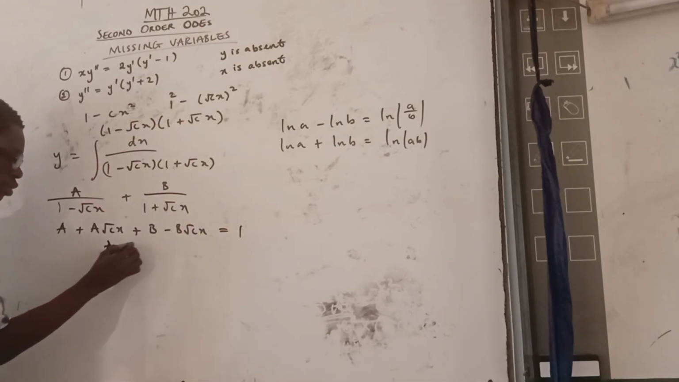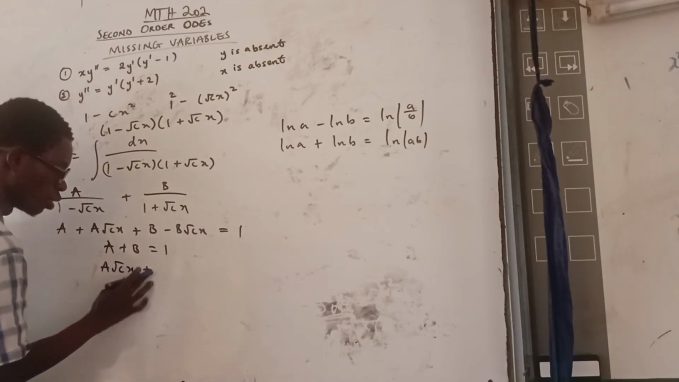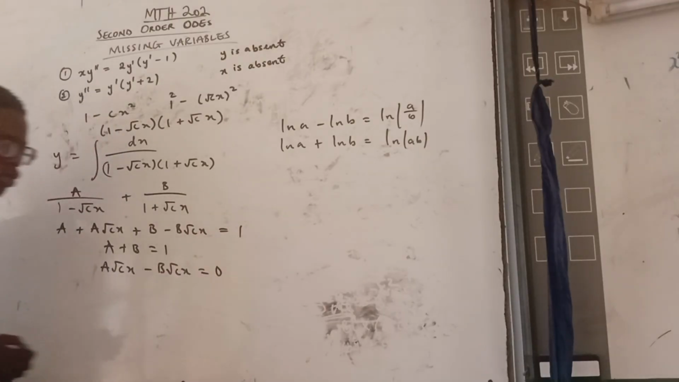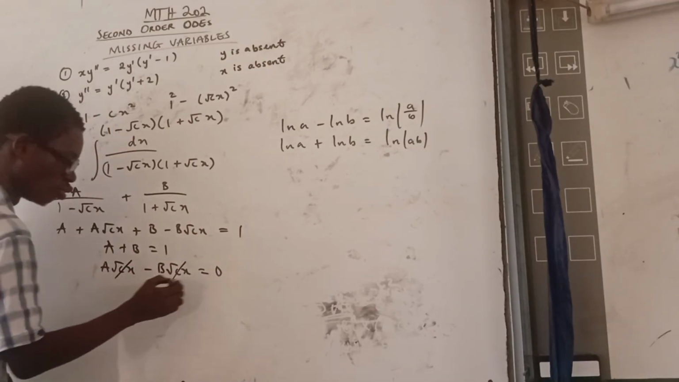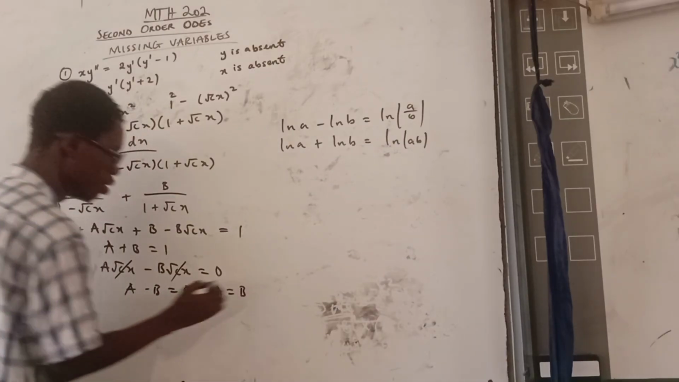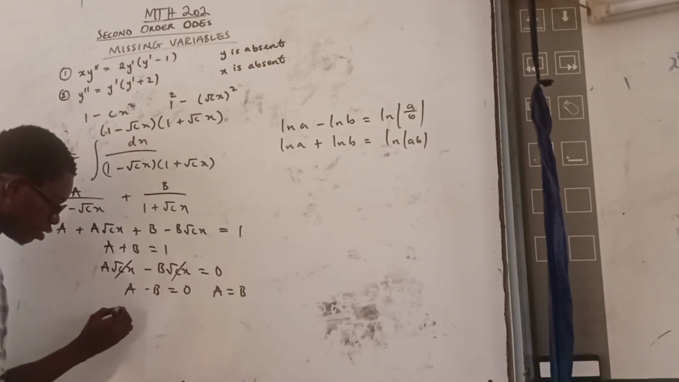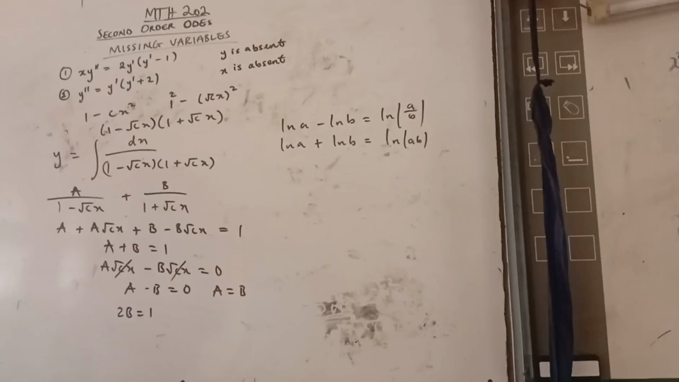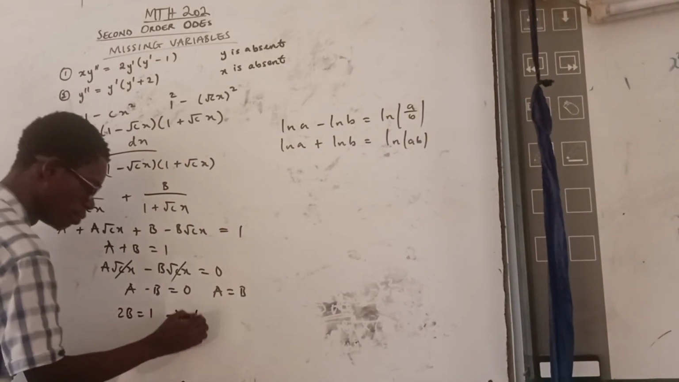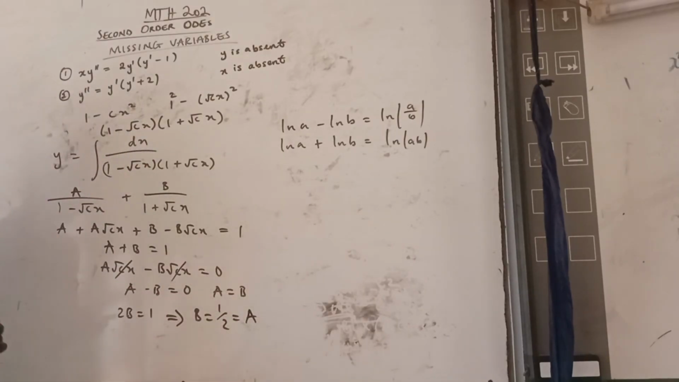A plus b equals 1. A root cx minus b root cx, there's no function of x here, equals 0. So if I divide everything through by root cx, we have a minus b equals 0, which means a equals b. So I can replace this a as b. So I have b plus b, that is 2b equals 1. This equivalently means b equals 1 over 2. But don't forget a is equal to b. That means a is also equal to 1 over 2.